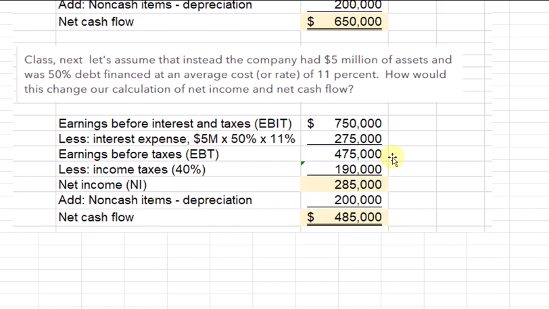So now we have earnings before taxes. Take 40% of that, reduce it, and you get net income, and add back the depreciation. Okay, so we're able to calculate net income and net cash flow, assuming they were 50% financed with debt.